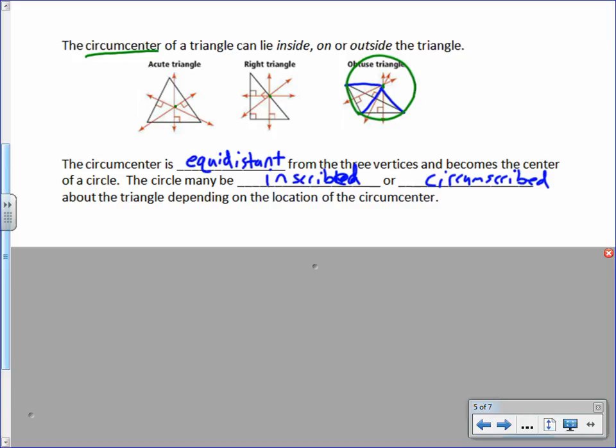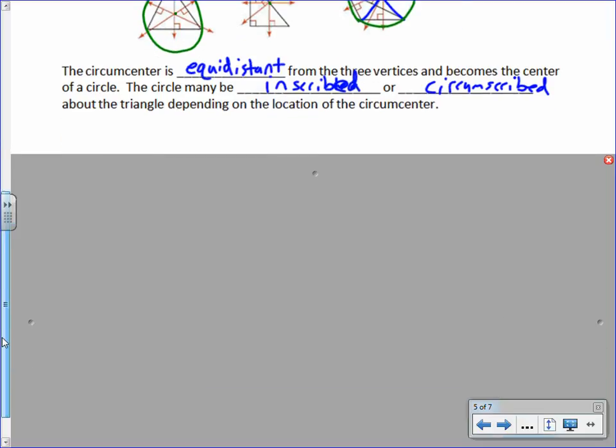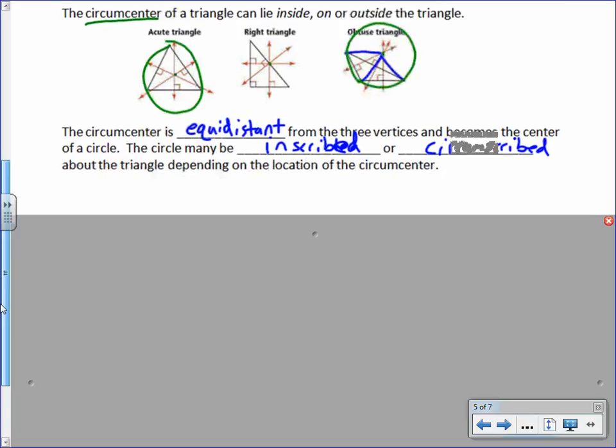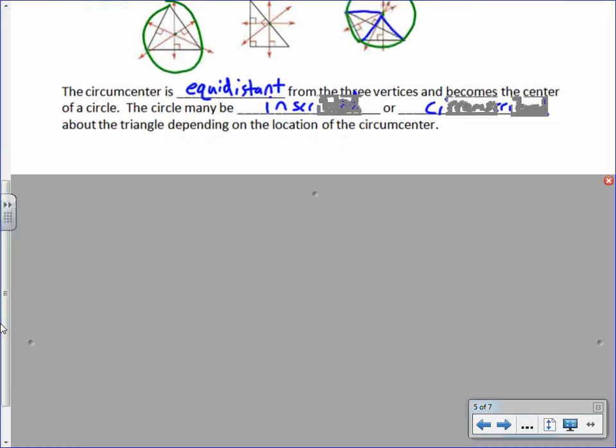Actually, the right triangle would be the same way. But I think for this one, my circles don't look very good, but the triangle is all on the inside. Actually, for the right triangle and the acute triangle, the triangle is on the inside. Now, there is a way to show, well, we're not going to worry about that right now. The circle could be inside of the triangle as well, depending on where it is.